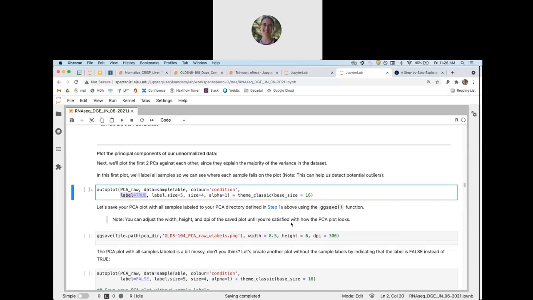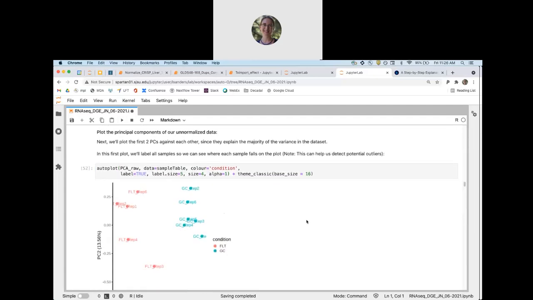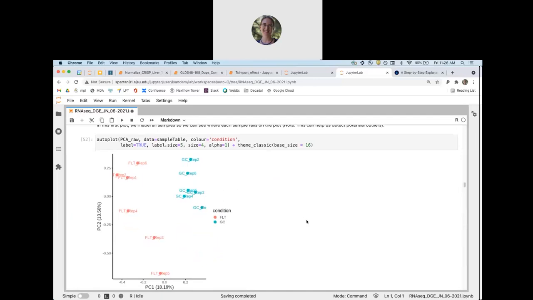And we've specified the size of the label, the size of each scatter plot dot, and then alpha, which is the transparency of the points on the plot. So let's just go ahead and run this cell, and everyone should see a PCA plot that looks like this.